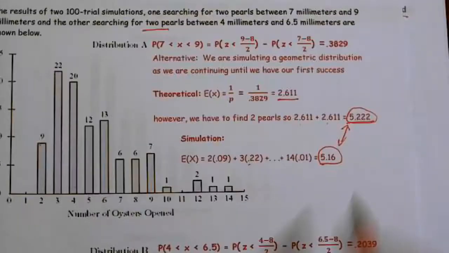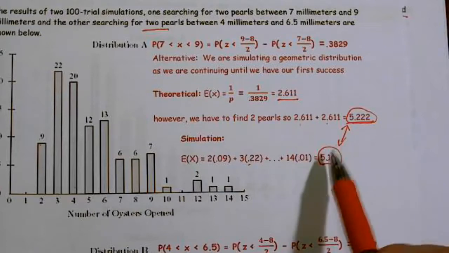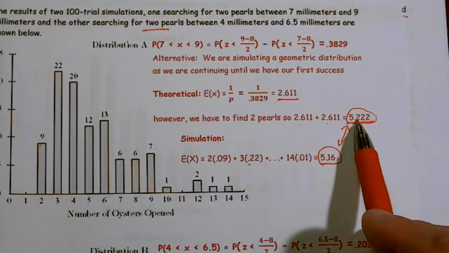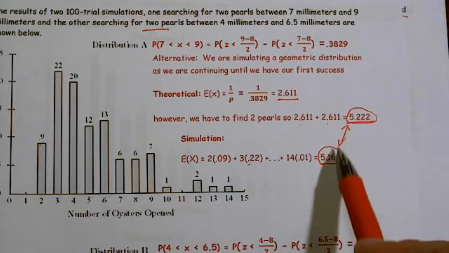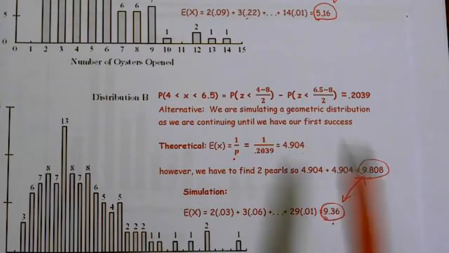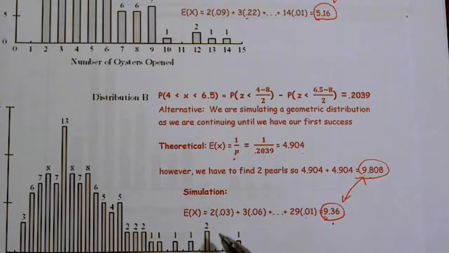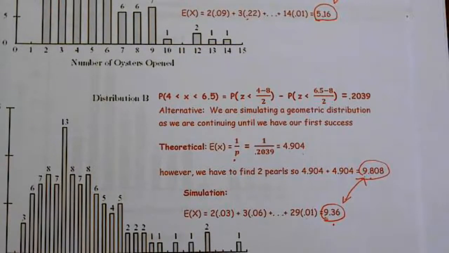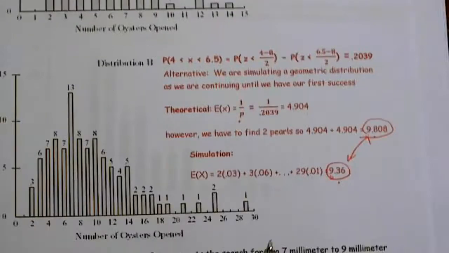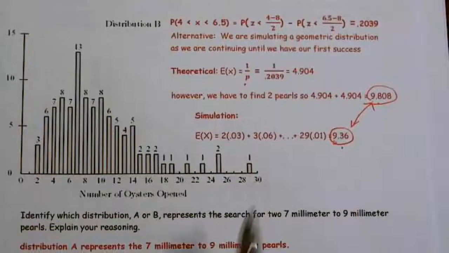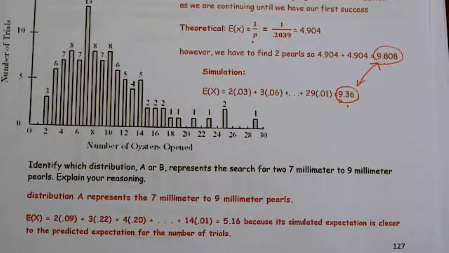So it's clear that the 7 to 9 millimeter was associated with distribution A, simulation A, and the 4 to 6.5 was simulation B. And the reason I gave is that the simulated expectation is closer to the predicted expectation for the number of trials.